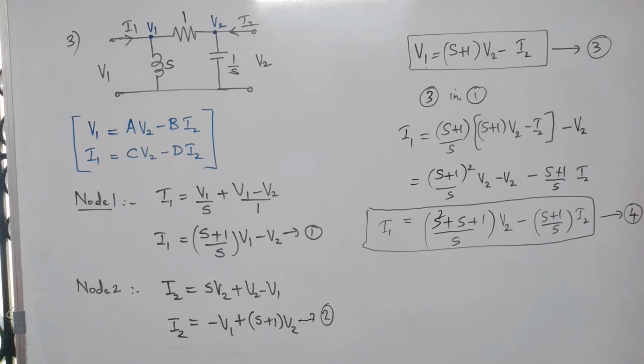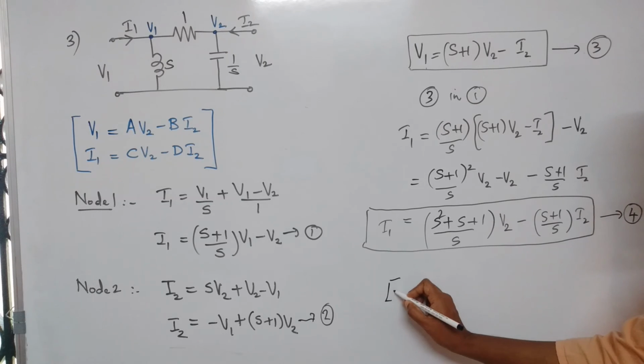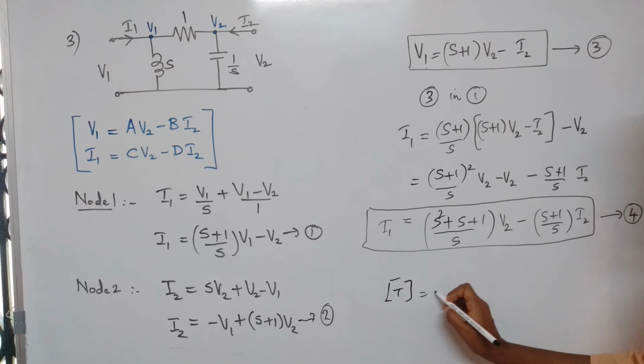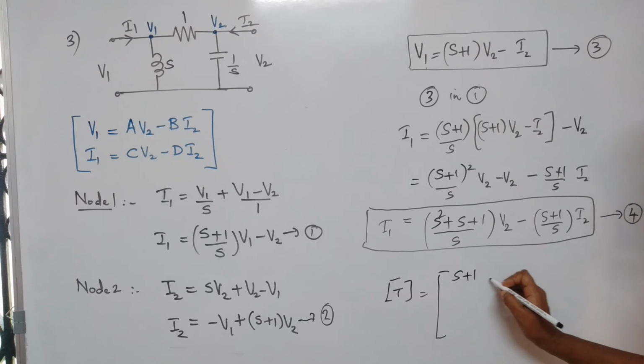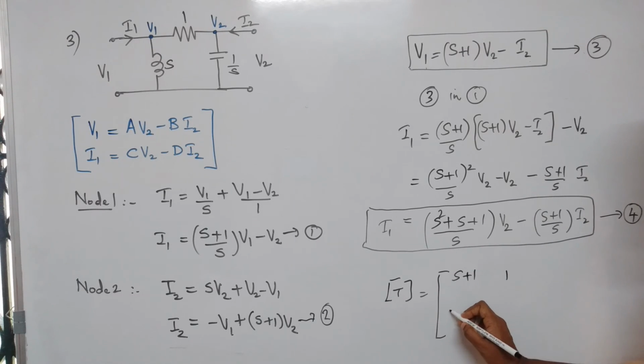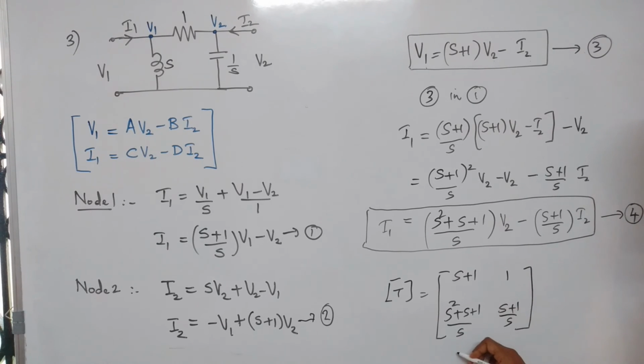So 3 and 4 are in standard form. So we can write matrix T is equal to, what is A? A is S plus 1, B is 1, C is S square plus S plus 1 by S, and D is S plus 1 by S. This is the final answer.